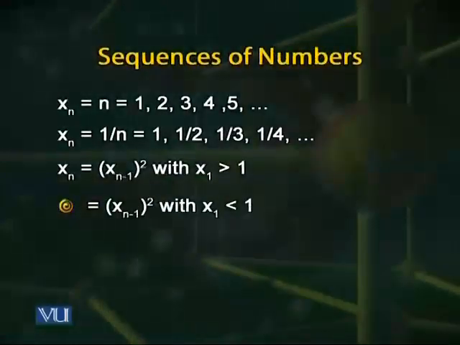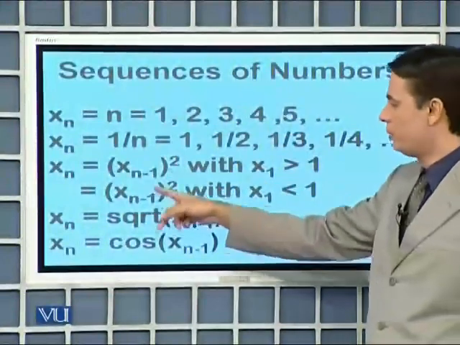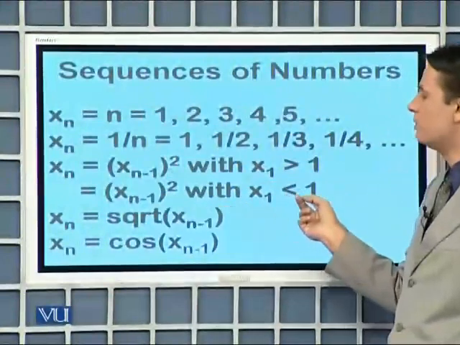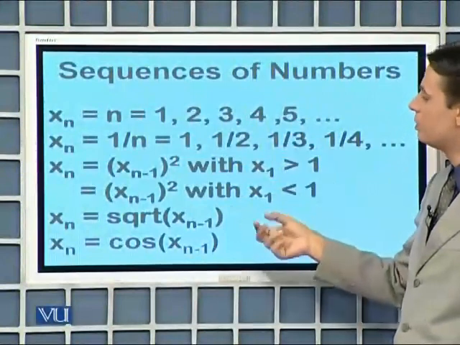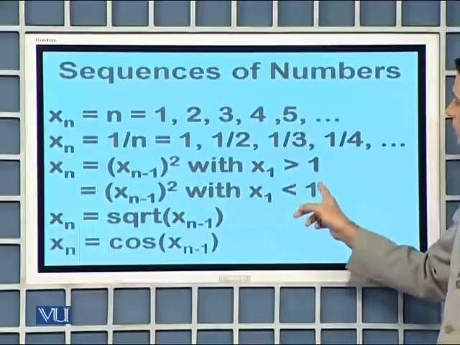But the same sequence recursively defined with a starting value smaller than 1 will converge to the value 0, because if the starting value is less than 1, the subsequent values will be positive but smaller than the previous value. So the next value will be even smaller, and this sequence with a starting value less than 1 will converge towards 0.